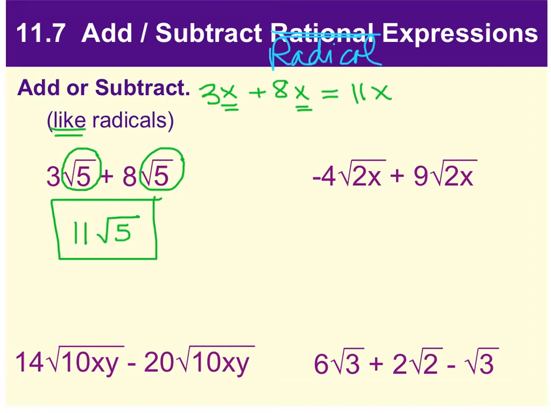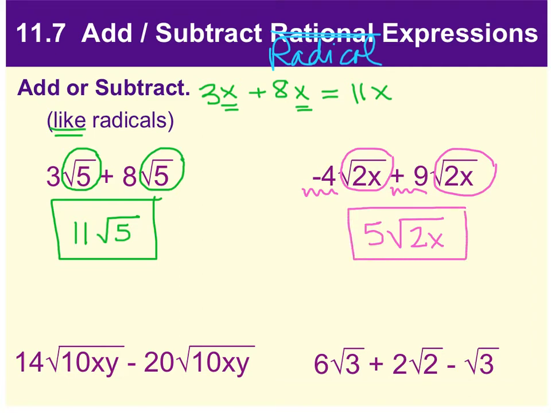Alright, the next one, let's see if we have like terms. So it's the radical that tells us if these are like terms that we can put together. So you have a square root of 2x, so that's going to stay the same. And how many square roots of 2x do we have? You have negative 4 plus 9 of those, which gives you a positive 5. So we have 5 of those square roots of 2x.